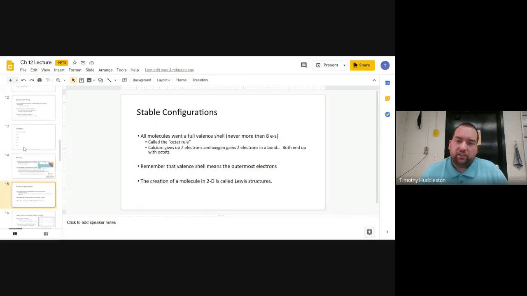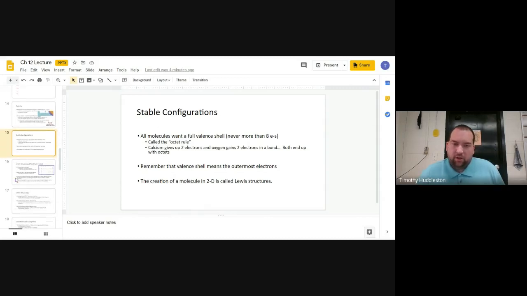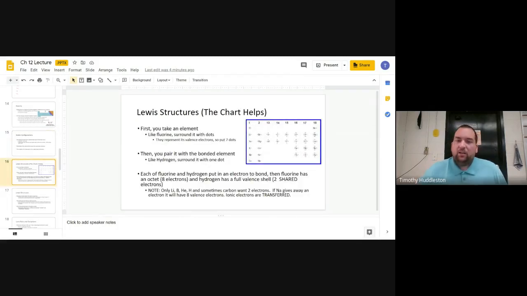Then we go over to stable electron configurations. All molecules want a full valence shell. This is called the octet rule. Generally speaking, there's also something called the duet rule, but generally speaking, octet rule is the way to go. And then we start talking about Lewis structures, which is actually the main goal of this chapter. First, you take an element and you surround it with dots, like fluorine. Now, what these dots represent are the number of valence electrons.